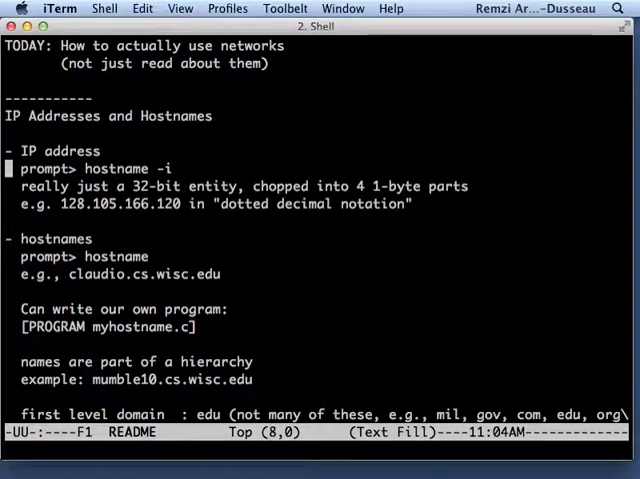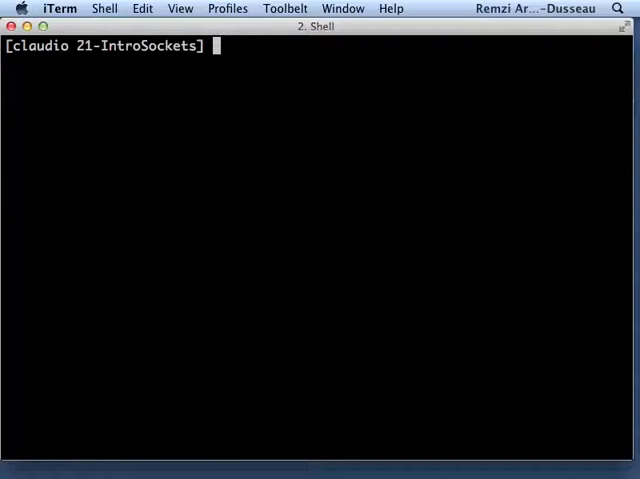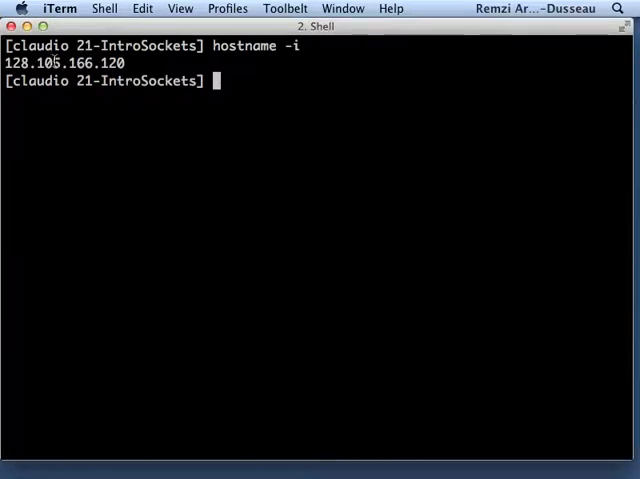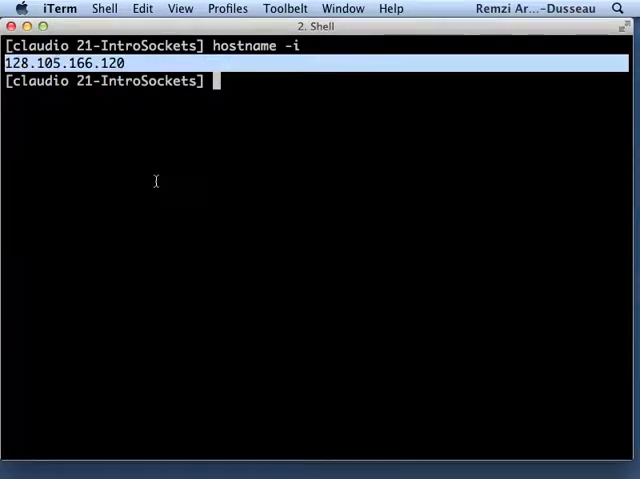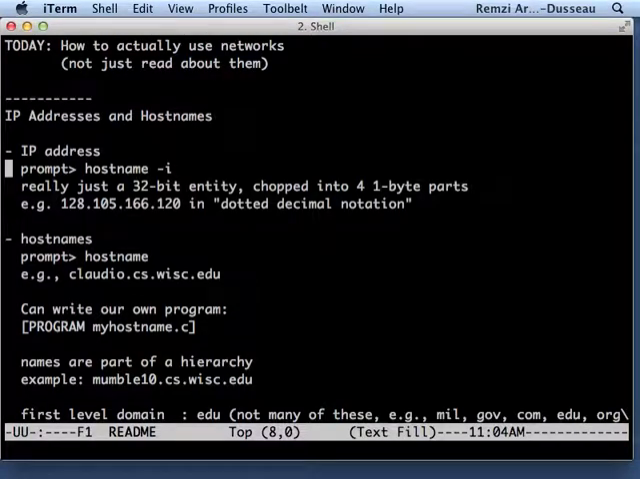So an IP address is a pretty simple thing. You can find out what an IP address is for the machine you're running on. Here I'm running on this machine called Claudio, and I could run this program called hostname -I, and it'll give you this thing. You've probably seen a lot of things like this before when you're using the internet. That's an IP address. An IP address is actually a very simple thing. It's just a 32-bit entity, just a 32-bit number. But it's usually shown this way.